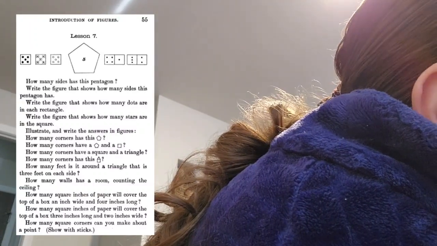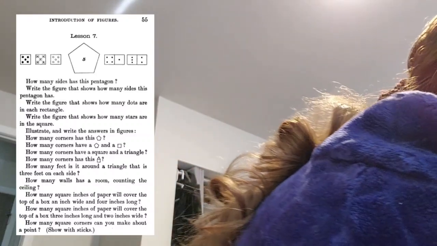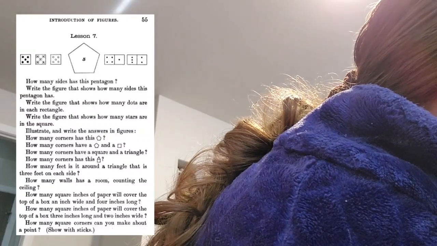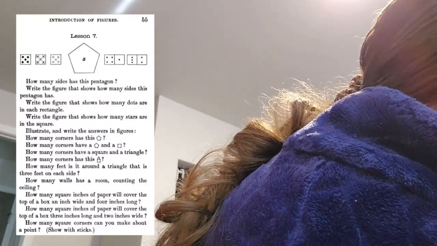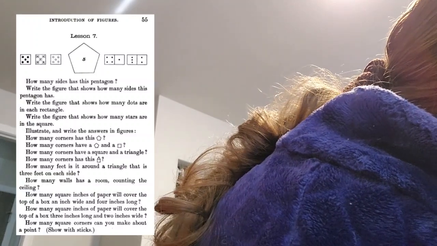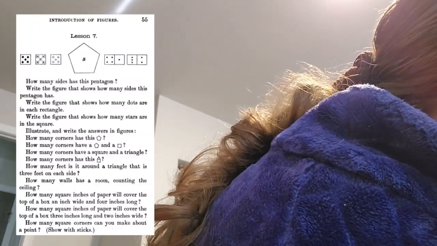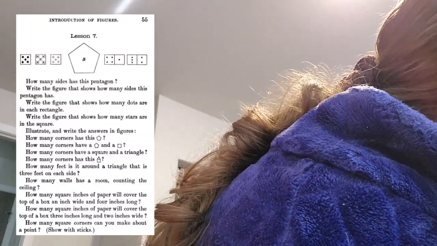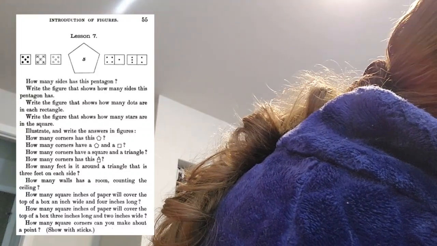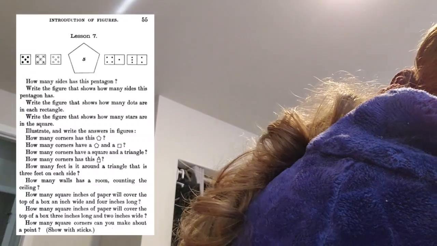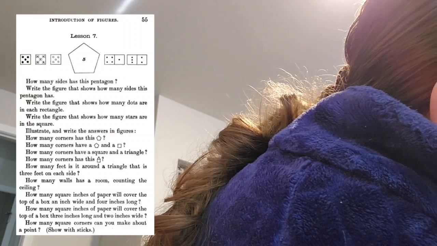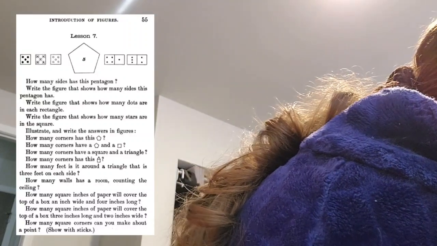And we're dealing with the number 5, is our figure here. How many sides has this pentagon? 5 sides. Write the figure that shows how many sides this pentagon has. So you just write out the number 5. Write the figure that shows how many dots are in each rectangle.